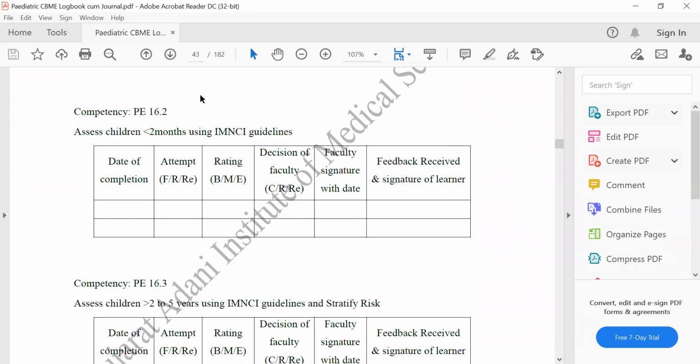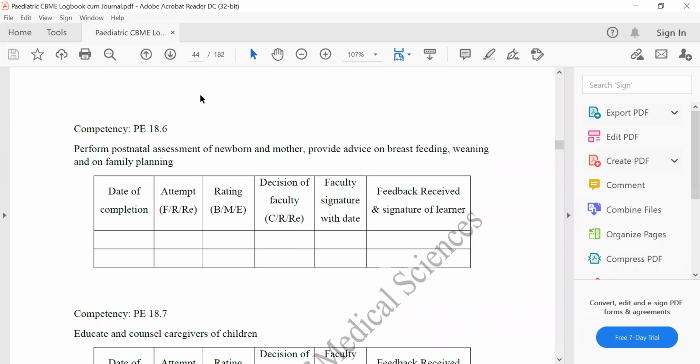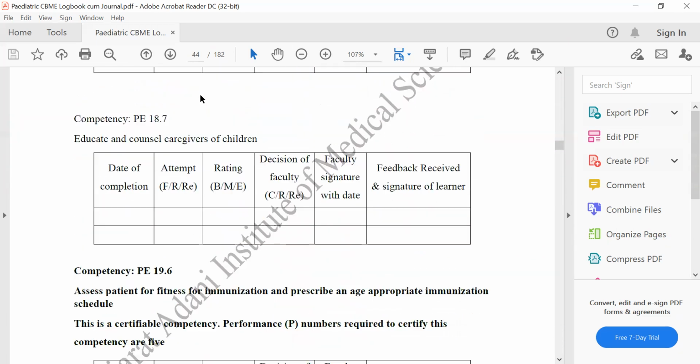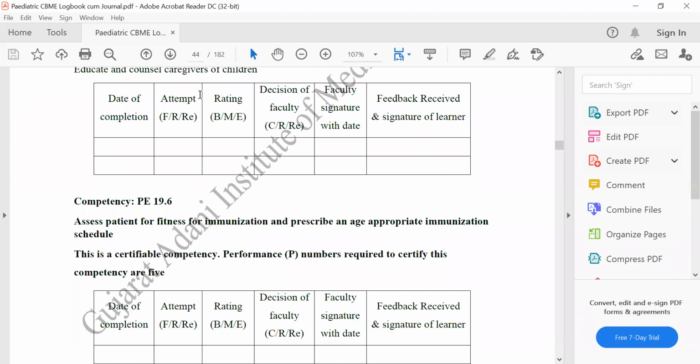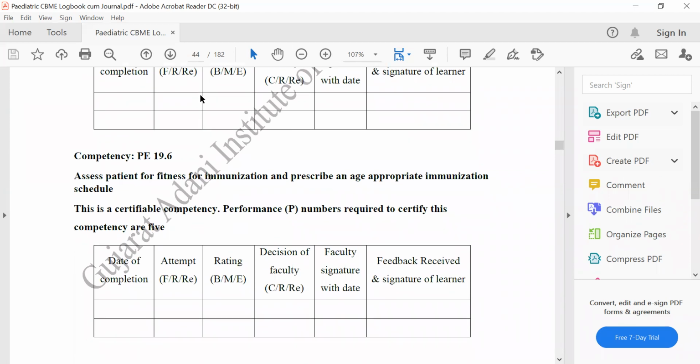And again, we have to divide how many competencies will be covered in the clinical posting, and how many will be covered in the theory classes in the form of lectures, SGD, and SDL, which is self-directed learning. After that, you have to plan out which competencies you will cover in the clinical posting, and those will be covered in the clinical posting.